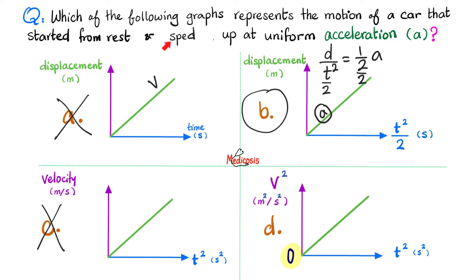And how about this? Velocity squared divided by time squared will not give you acceleration. It will give you acceleration squared. And if the acceleration squared is linear, then acceleration alone has to be nonlinear. So D is also incorrect, and the correct answer here is B.